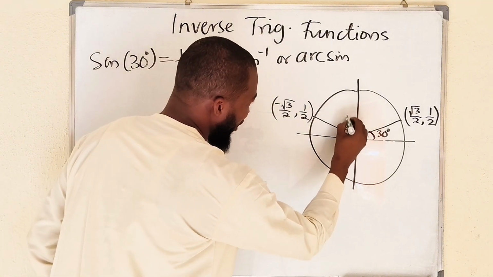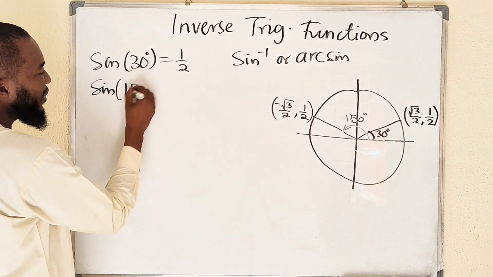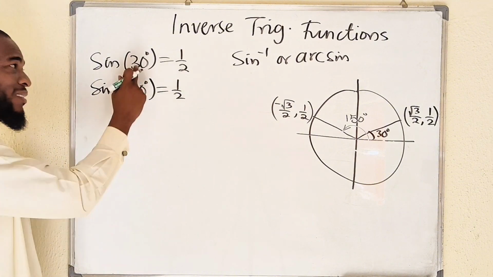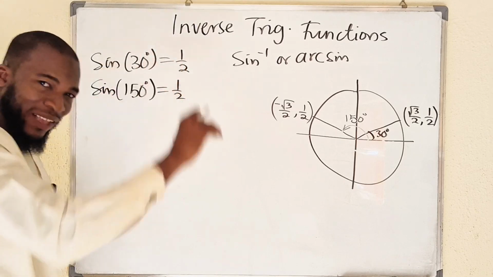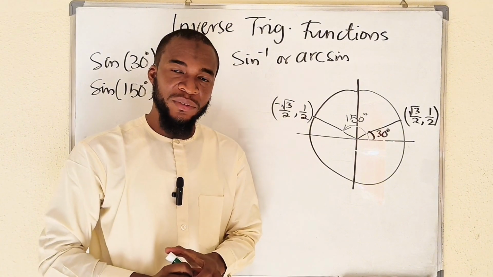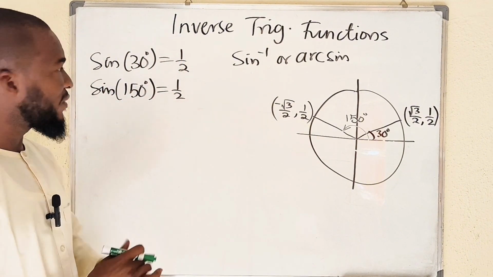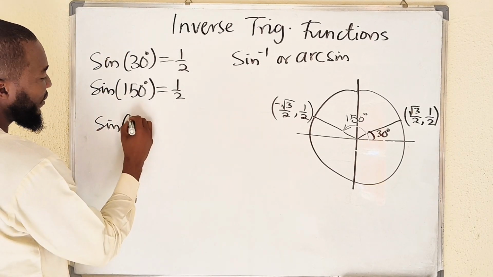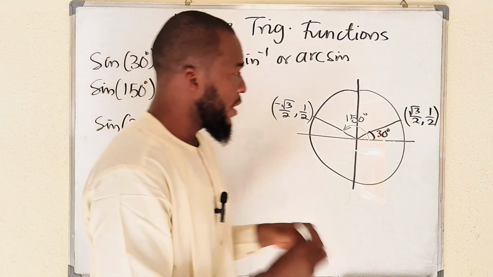From standard position down here is 150 degrees, right? Which means that sine of 150 degrees is equal to 1 divided by 2. We have no problem with this because the inputs are not the same. They are unique. But the outputs are exactly the same. And again, coterminal angles. You can obtain coterminal angles by adding or subtracting 360 degrees. So if you add 360 here, you have 390, right? 390 degrees will still be equal to 1 over 2. This is what I mean.